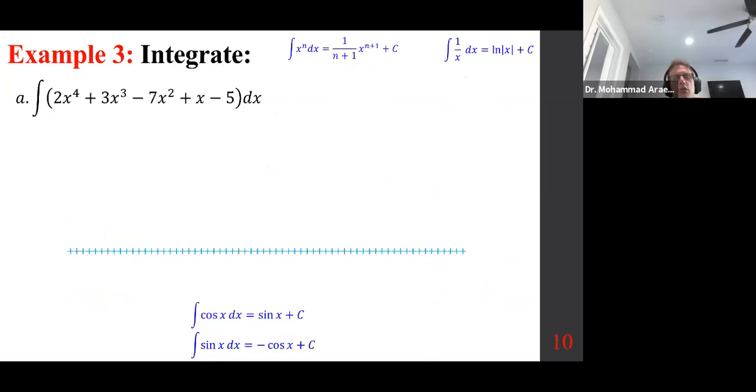All right, what I want to do, I want to give everybody a minute. Now that we've been through this, see if you can figure this out. It shouldn't take more than a minute. Okay. Let's see if we can figure this out, class. The integral of 2x to the power of 4 plus 3x cubed minus 7x squared plus x minus 5 dx.